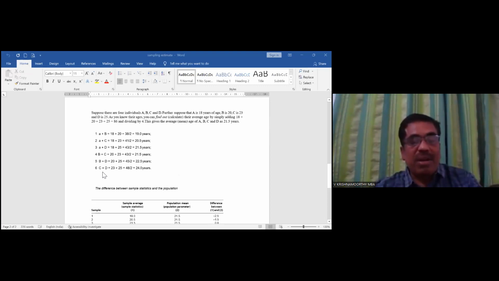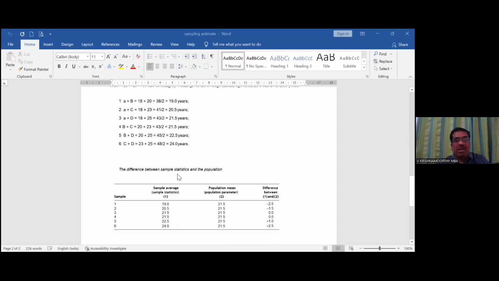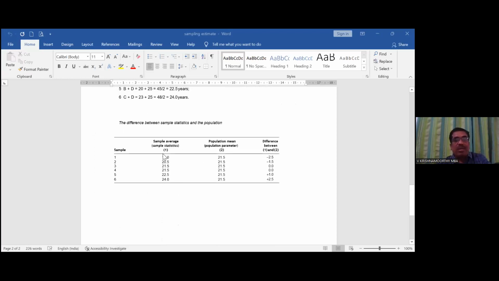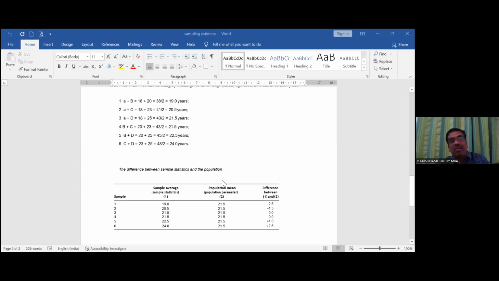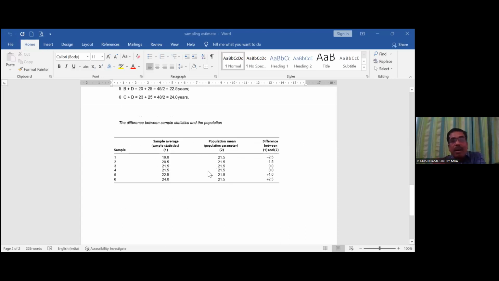Next, I have considered C and D. What is the average age? 24 years. Now let's compare the sample averages. The sample average in the first case is 19. But when I add all 4 students' ages, A 18, B 20, C 23, D 25, what is my population mean? The population mean is 21.5.